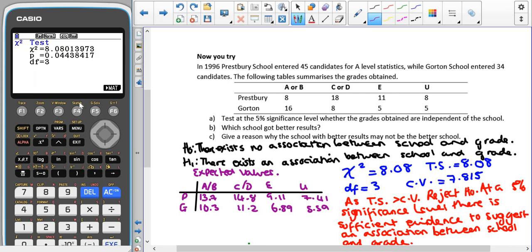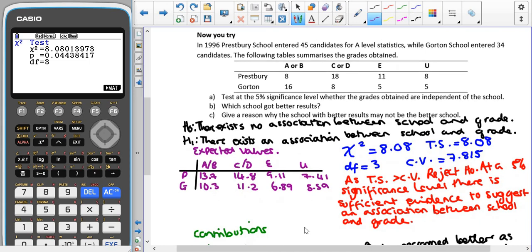And then we come back out of that and we're writing down our chi-squared there, which is our test statistic, our degrees of freedom there, which is 3. Using our critical value table to have a look at our critical value, remembering that this time, because it's 5%, we'll be looking down from 0.95, because remember we do 100% take off 5%, and our degrees of freedom, as we can see here, and I've written it down here, is 3, so we're reading across from 3, which gives us 7.815. And again, as the test statistic is bigger than the critical value, we reject H0 at 5% significance level. There is sufficient evidence to suggest an association between the school and the grades that the pupils got.